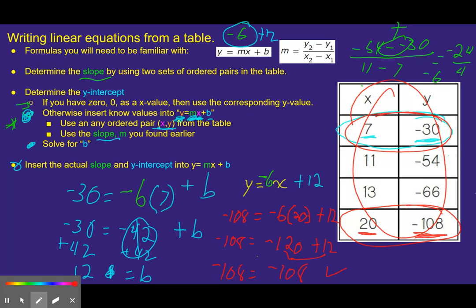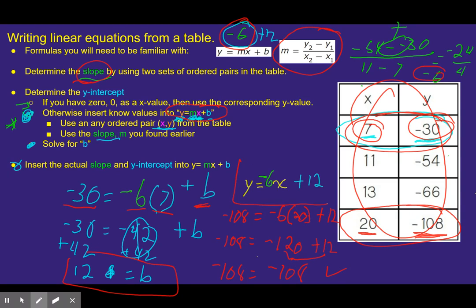So the recap. With this problem, we went and checked our slope using the slope formula. We got negative 6. And then, because there was no zero sitting in this table, we had to go through and do this otherwise option. Plugging in a y value, which was from here, our slope, which is from up there, our x value from there, and then we solved for b, and we got 12 for b, and then we just plugged in our values.